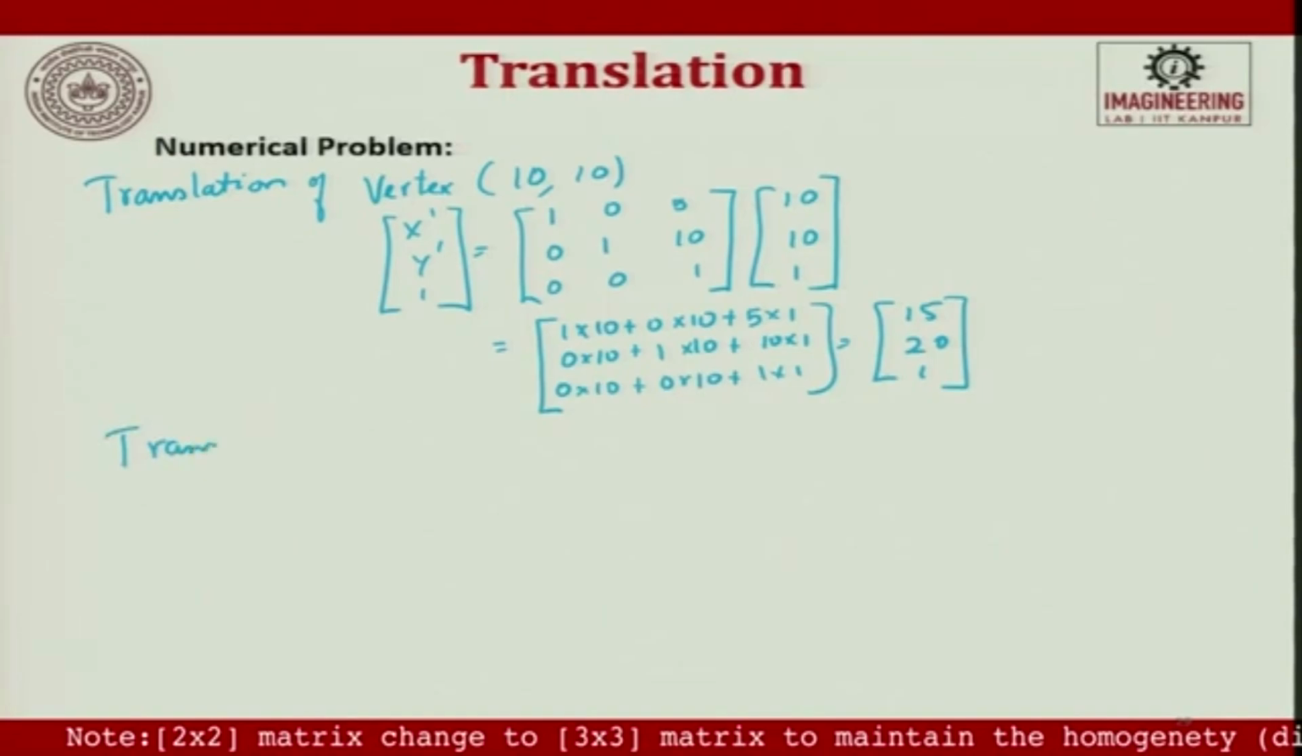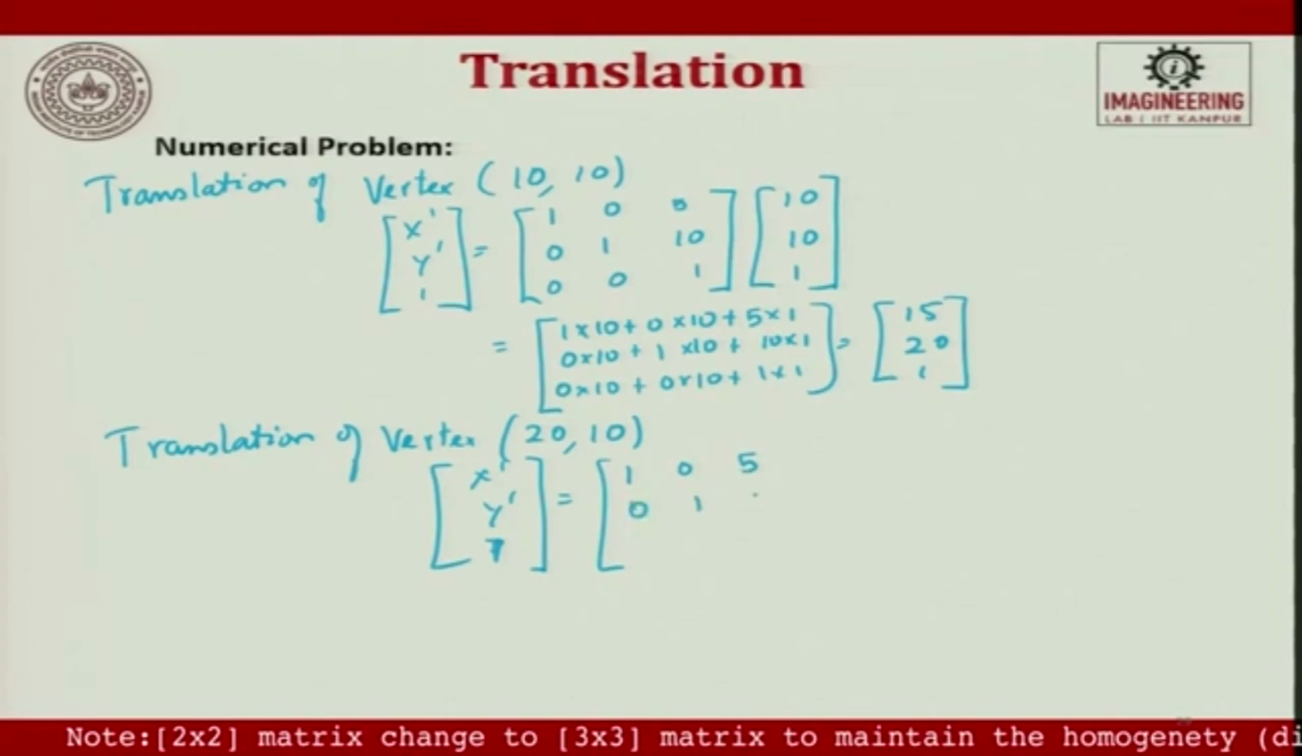When I do the translation of vertex 20 cross 10, it will be x prime y prime 1. Since it is 2D, we are putting z as 1. So you have 1 0 5, 0 1 10, 0 0 1, multiplied by 20, 10 and 1. If you solve it, you get 25, 20 and 1.